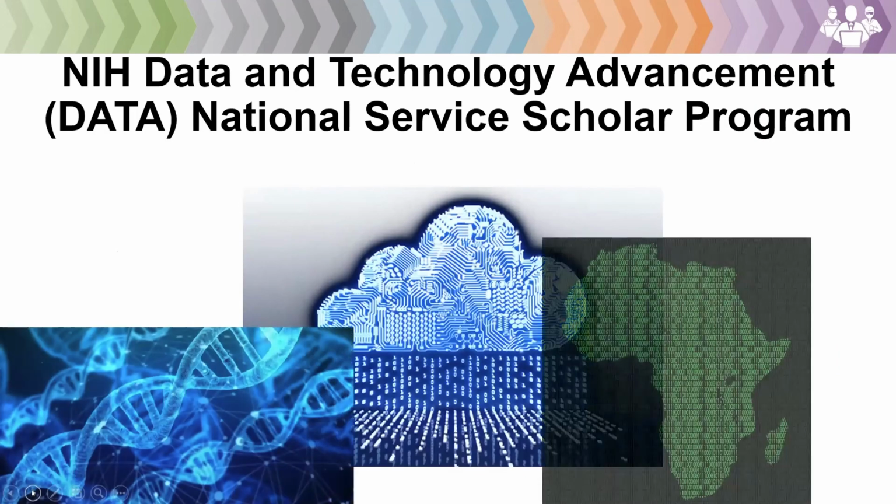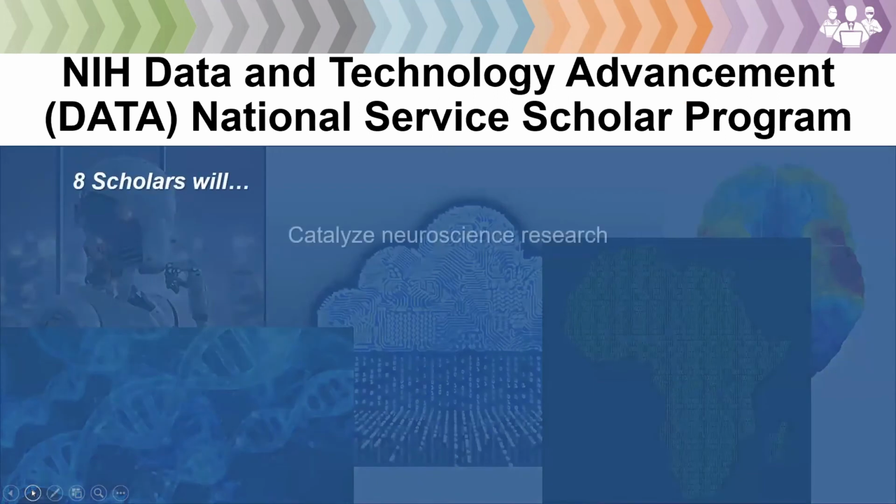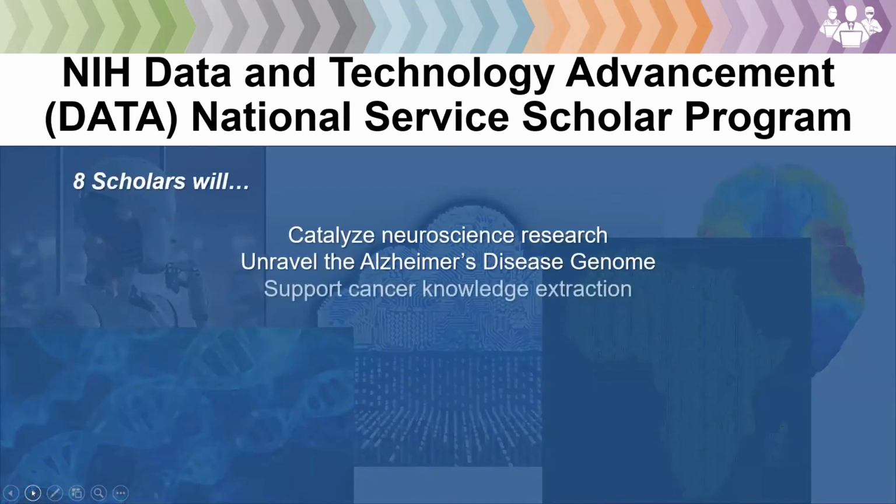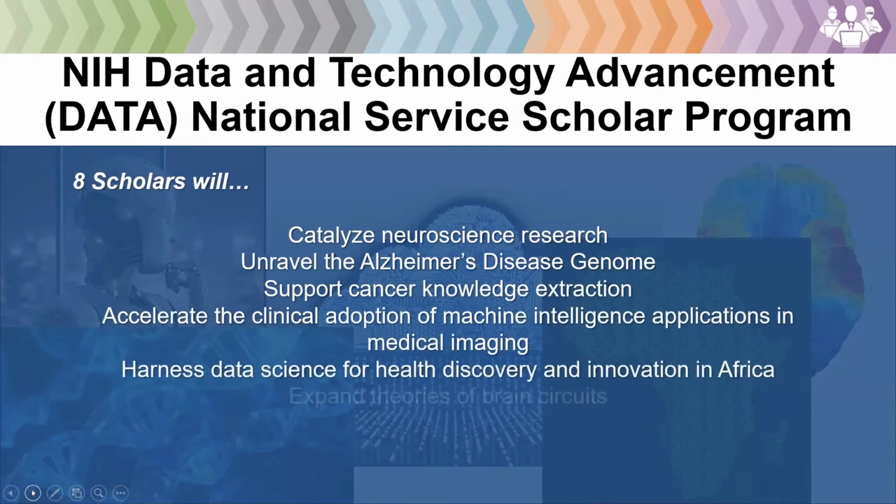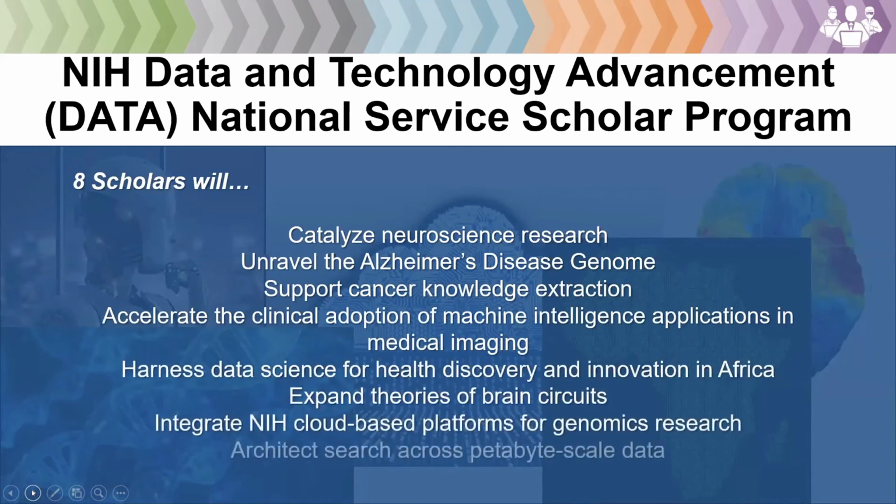And if you are interested in doing a sabbatical at NIH, we have a National Data and Technology Advancement Program. This is kind of similar in scope to what you would do if you were doing an IPA or NSF rotation. You come to NIH to work on high profile, very difficult problems. Like, for example, we will have a scholar architecting search across petabyte scale data. We'll have another scholar working on producing integrated cloud-based platforms for genomic research that are truly interoperable.